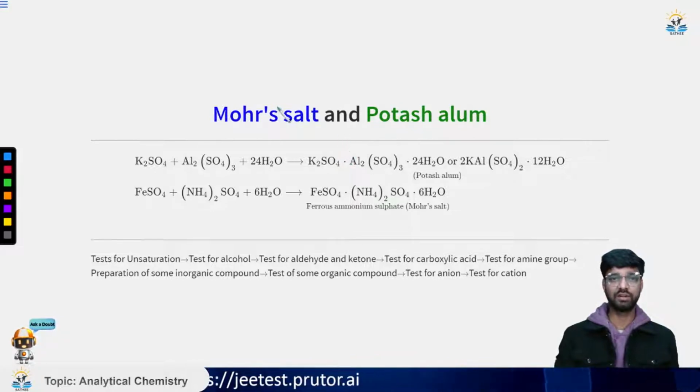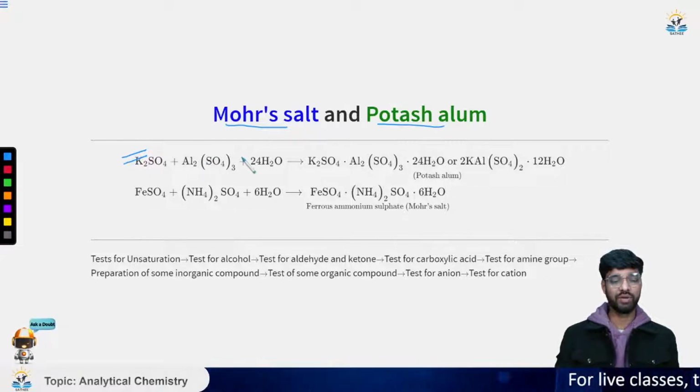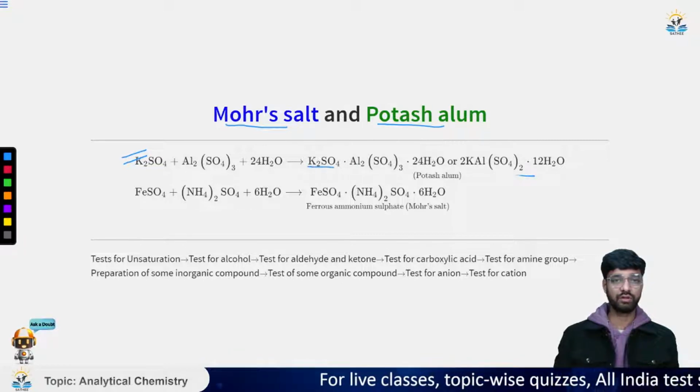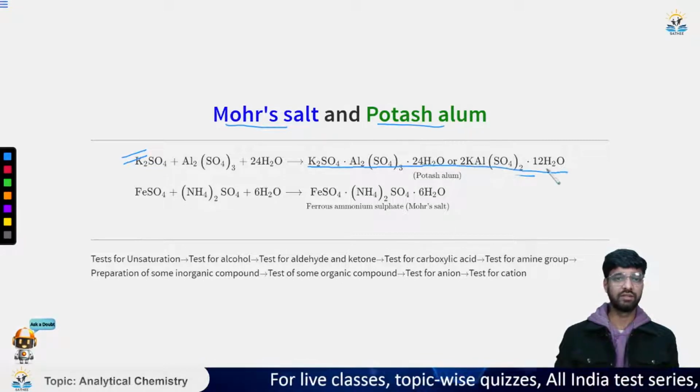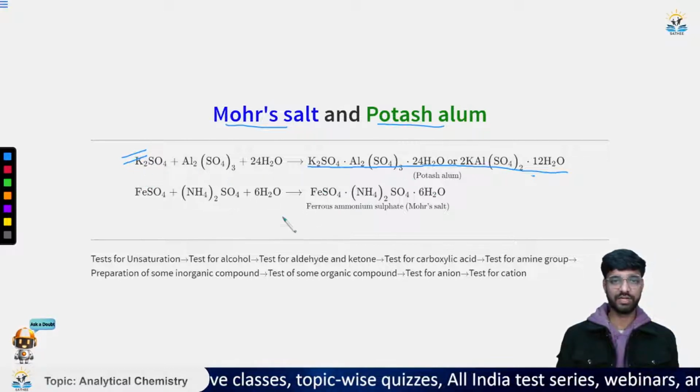Next we have the preparation of some inorganic complexes which are common. You should remember the formula at least. So this is the equation that we have. We treat the potassium sulfate with ammonium sulfate in water. Then we get this kind of complex which is called potash alum, which we call fitkari also in Hindi. So this is the method for preparation of this potash alum.